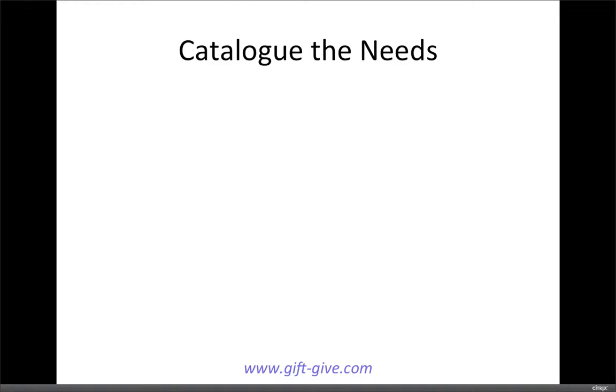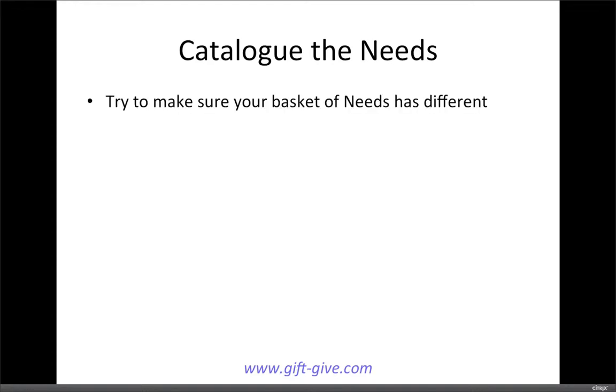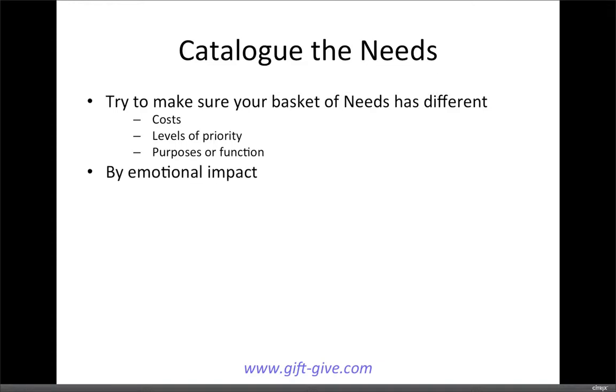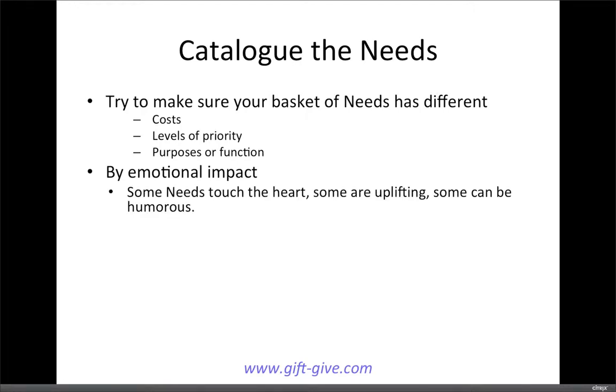Once you've begun to list these needs, it'll be helpful if you can catalog them. And by that, I mean to arrange them in order that makes sense. So first, try to make sure that this basket of needs has different costs or different levels of priority or different purposes and functions, a wide variety of needs. You might want to categorize them by emotional impact. By that I mean there's some needs that touch the heart. Some needs are just uplifting and encouraging. Some needs can be humorous. That's okay too.